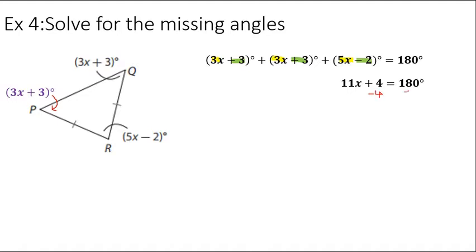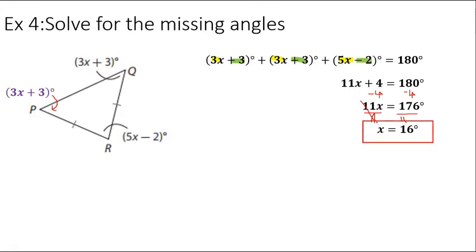Subtract 4 from both sides. So I get 11x equals 176. Then I divide by 11. So these eliminate each other, and I end up getting x equals 16.